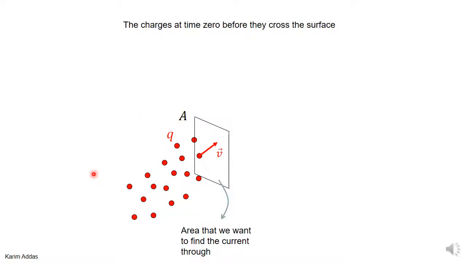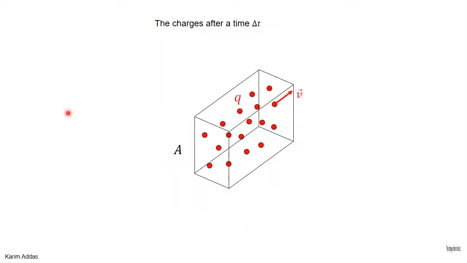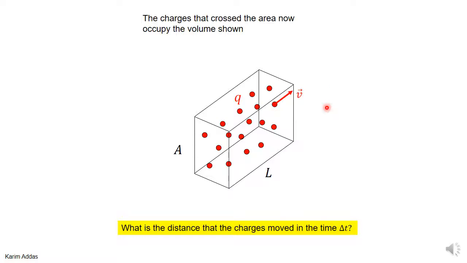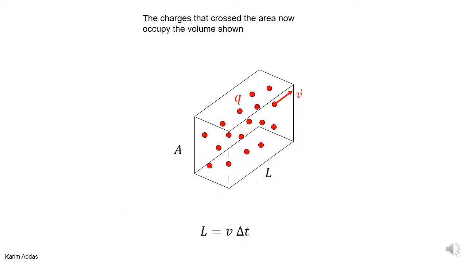So this situation is the situation before the charges go through the area. This is what happens after the charges go through the area. They occupy a volume. And so we're going to use the same kind of analysis that we did before to find an expression for the current that goes through the area. So what is the distance L of this volume that the charges have moved during a time delta t? Distance is the speed times the time.